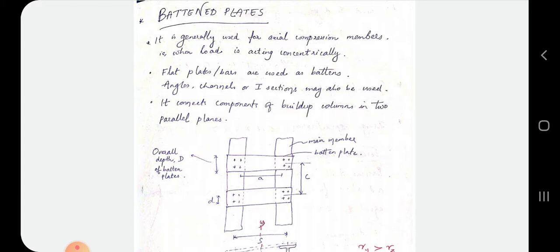Here you can see that the main members in a built-up column will be connected by horizontal members, and these members are known as battens. These battened columns are mainly used for axially loaded compression members, that is, when the load is acting concentrically. Flat bars or plates are most commonly used, but angles, channels, or I sections may also be used as batten members. It also connects components of built-up columns in two parallel planes.